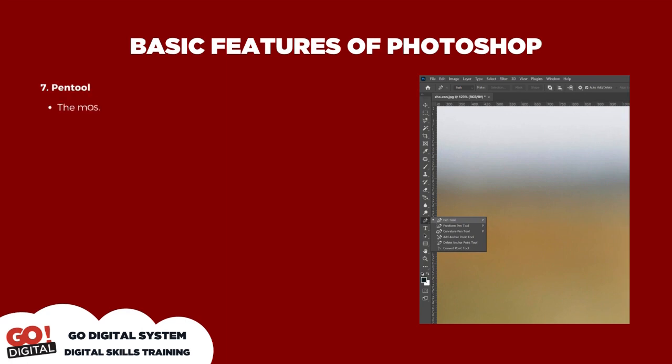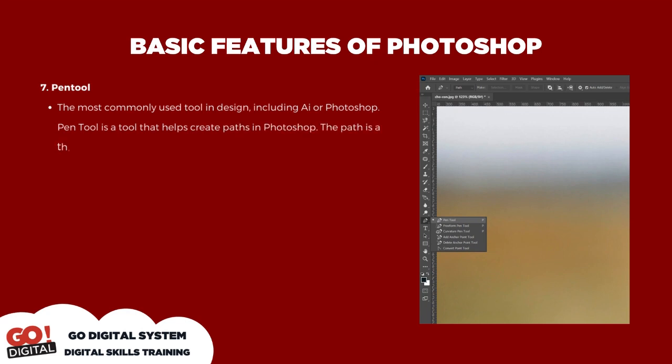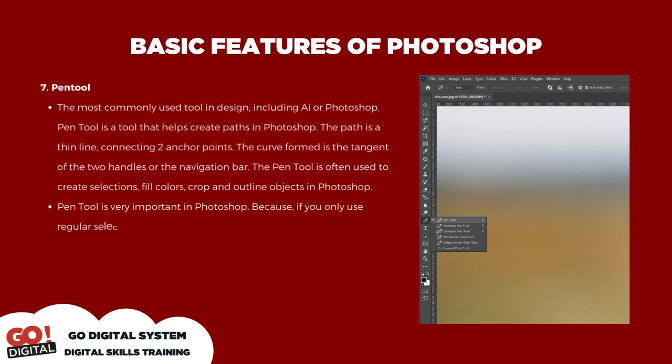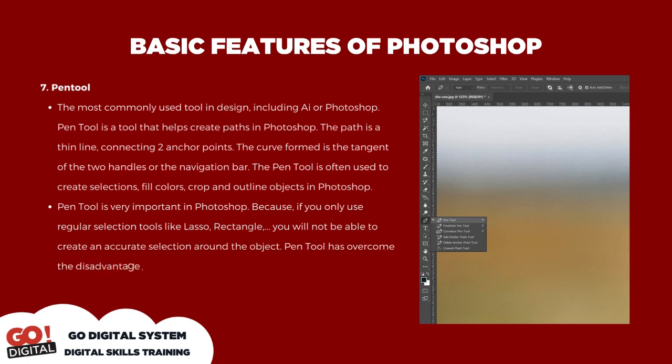7. Pen tool, the most commonly used tool in design, including AI or Photoshop. Pen tool is a tool that helps create paths in Photoshop. The path is a thin line connecting two anchor points. The curve formed is the tangent of the two handles or the navigation bar. The pen tool is often used to create selections, fill colors, crop and outline objects in Photoshop.